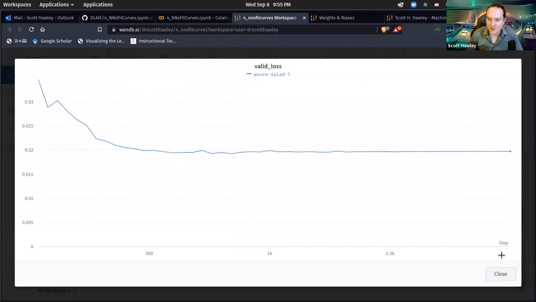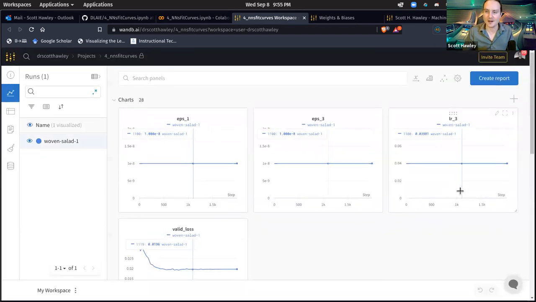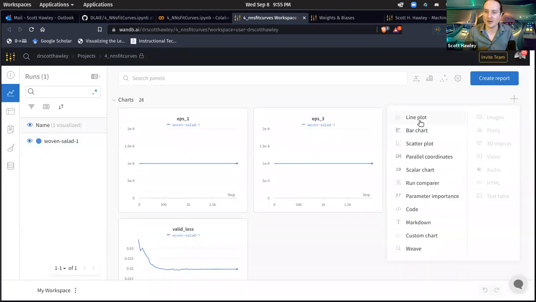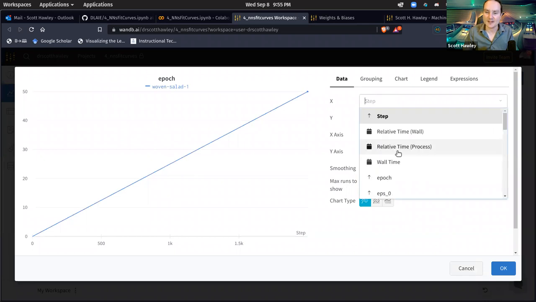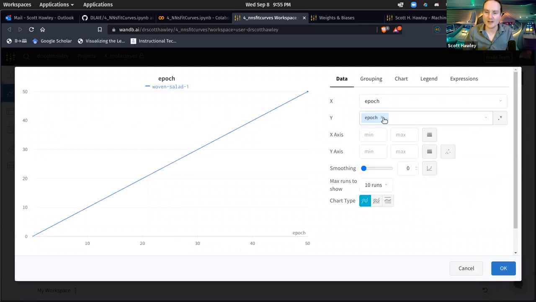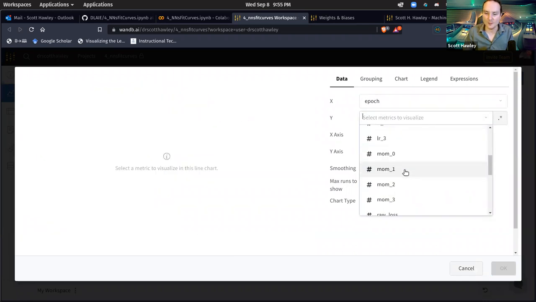This is not a function of epoch. It's not going up to 50. It's per step, and a step is per batch. We have batches of five, and we had 250 data points times 0.8, however big the training data set is, and then that many steps. If we don't like that, we can actually define our own graph. We can go up here to the little plus sign and say line plot. And instead of steps, we do epoch. And instead of that thing, we do valid loss.